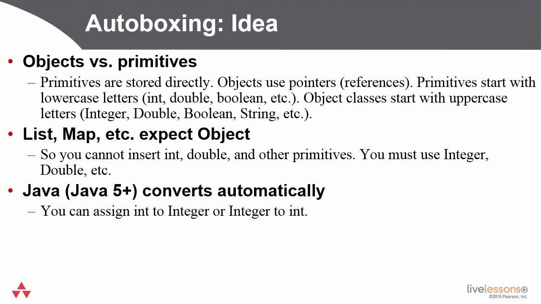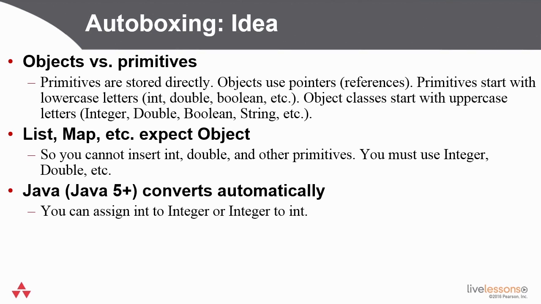So Java maintains a distinction between objects and primitives. Objects start with an uppercase letter, so String, capital S, is an object. But int, lowercase i, is a primitive. The difference is whether they're implemented with pointers or they're stored directly. So an array of ints is an array of numbers, whereas an array of strings is really an array of pointers to strings, or references to strings.